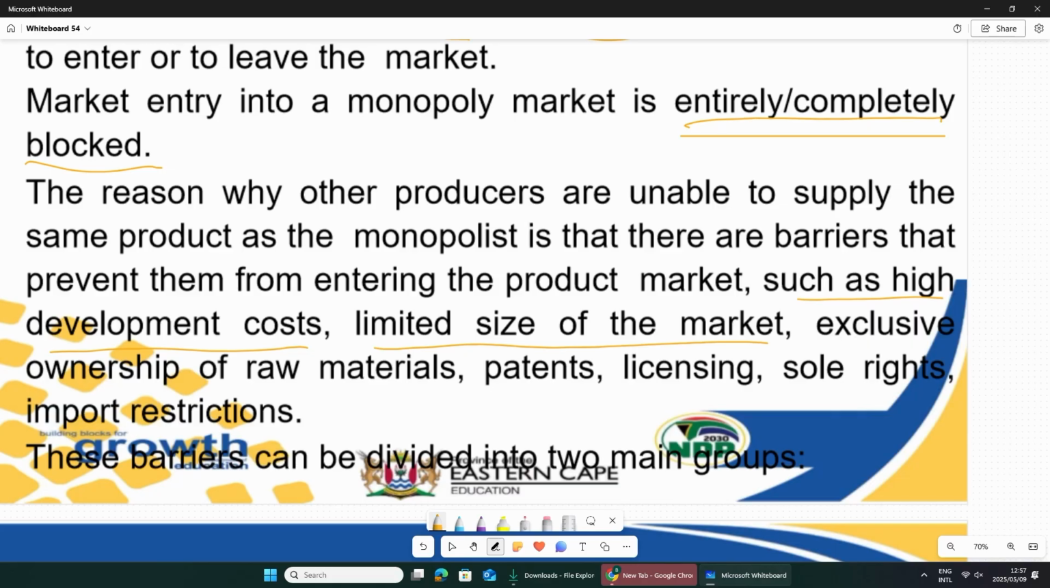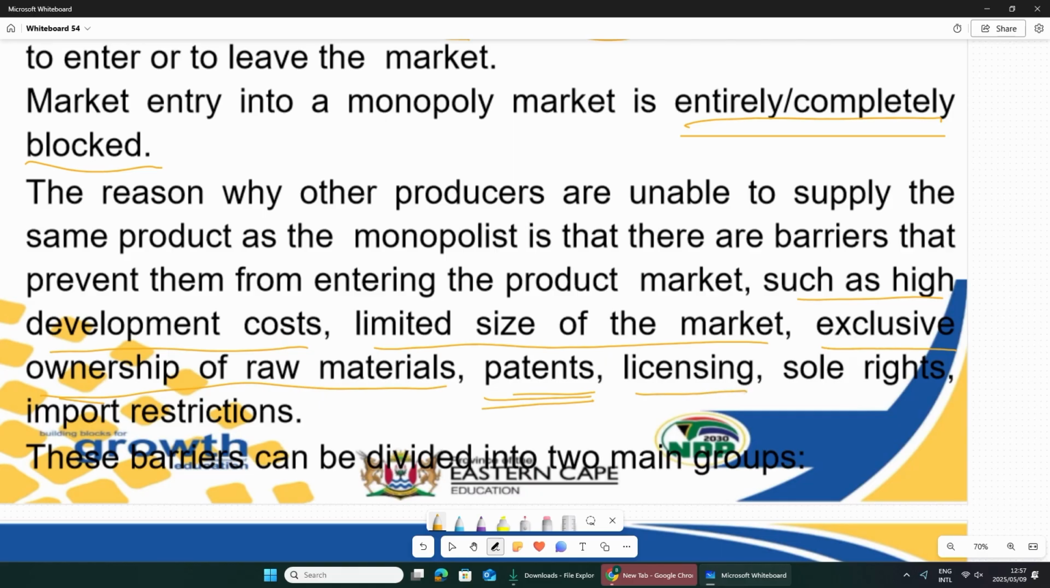Or maybe it could be because the business has exclusive ownership of raw materials and not any other business. It could also be because of patents. Patents are legal and exclusive rights to produce a certain product. So if the firm is holding a patent, no other firm can produce a similar product.